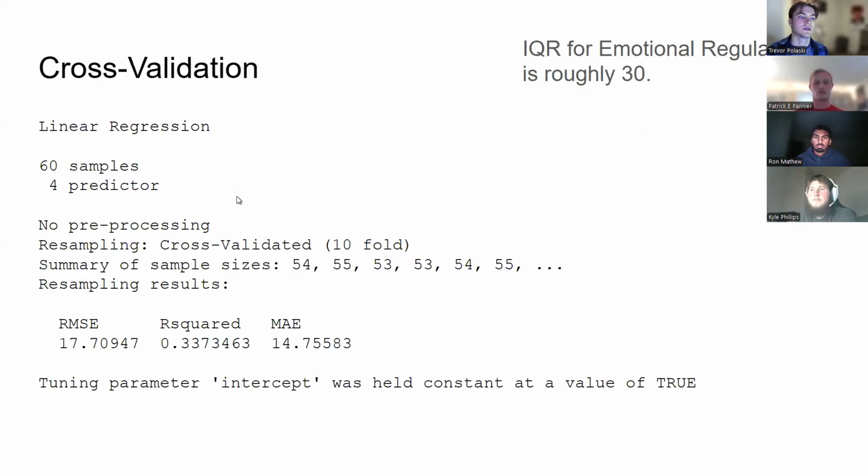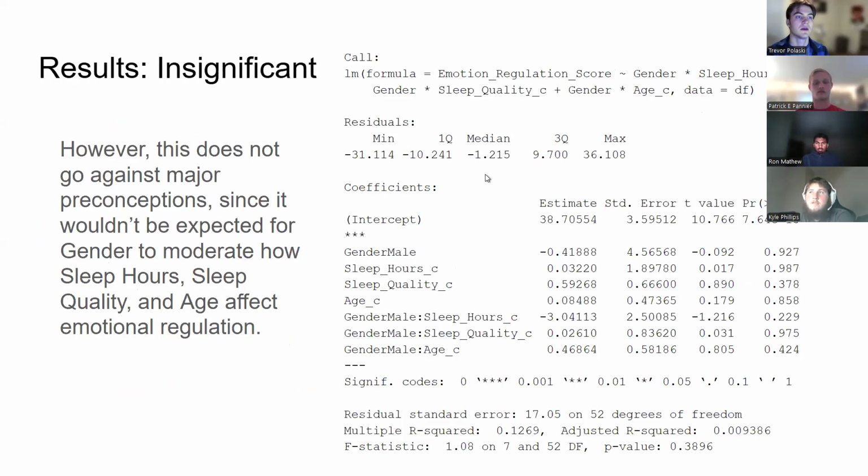And this is supported with our cross-validation, which tests the prediction power of the model. Our predictions tend to be off by about 18 or 14 according to the MAE, but this is pretty high since the IQR for the emotion regulation is roughly 30, so that's over half the IQR made up of errors in the prediction, which is not good. So we can rule that the results are insignificant.